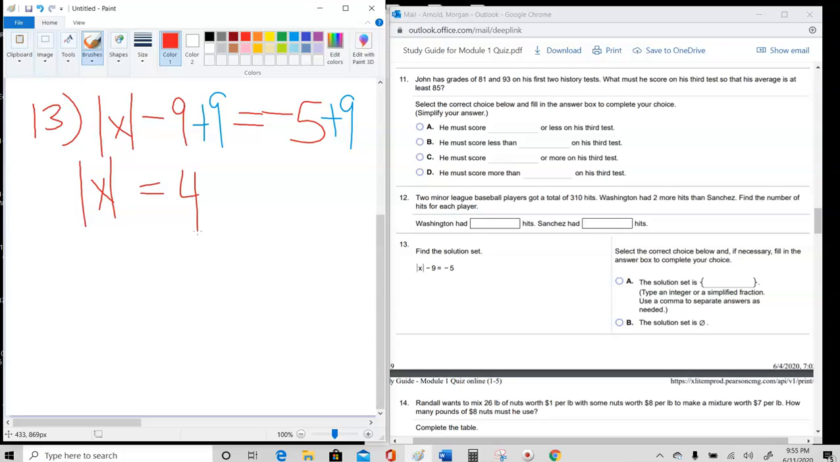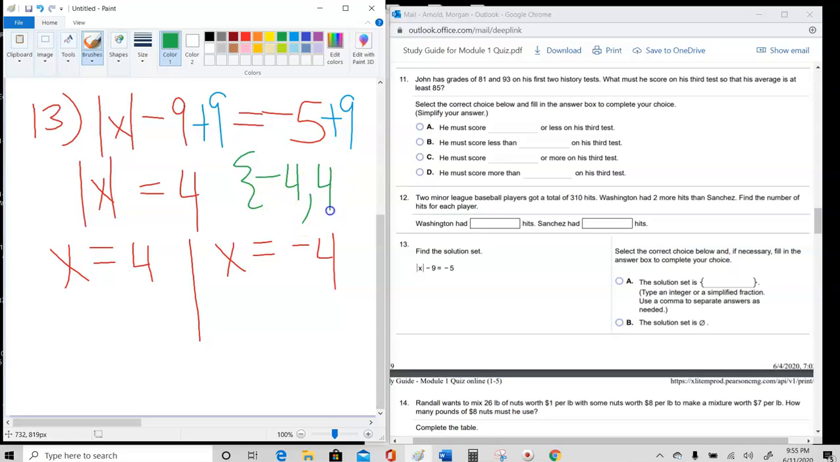So we break down our absolute value equation into two linear equations. First equation is just x equal to 4. And the second equation is just x equal to negative 4. So your solution set A will be negative 4 and positive 4.